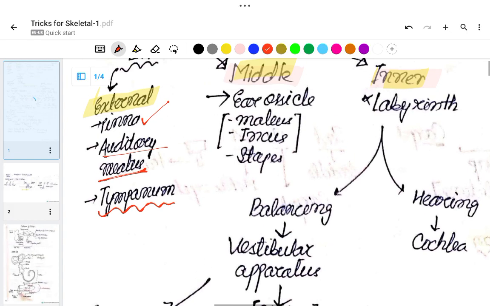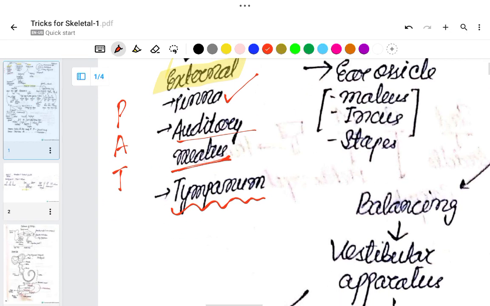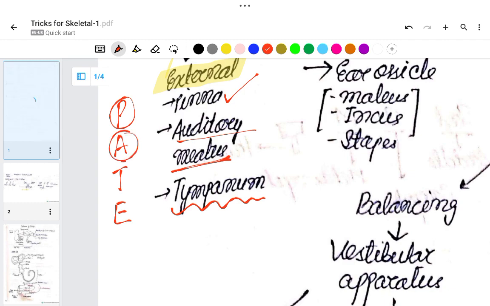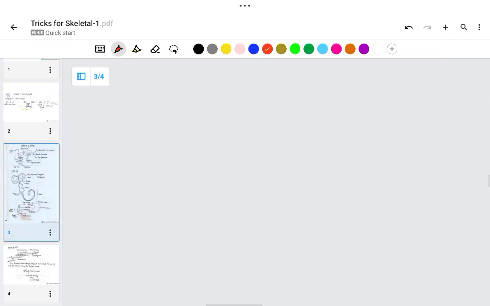Okay, now so what did we learn? The external ear consists of P-A-T-E, you remember. Pinna, auditory meatus, tympanum, and the E is for external. Okay, now let's come to this diagram.